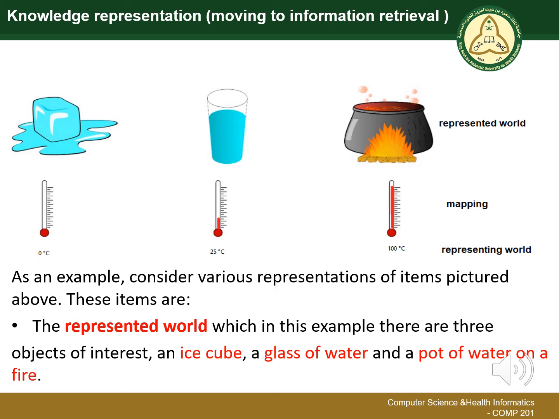As for the mapping, temperature is represented as the height of mercury in the thermometer, so each thermometer is reflected by a unique height of mercury. So a unique height of mercury for these different objects is going to be the mapping.